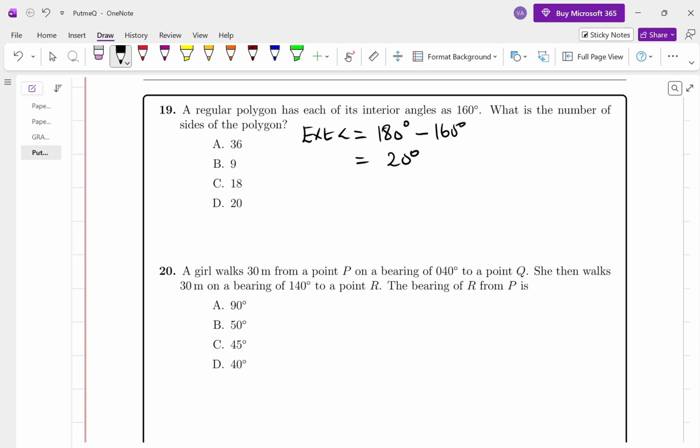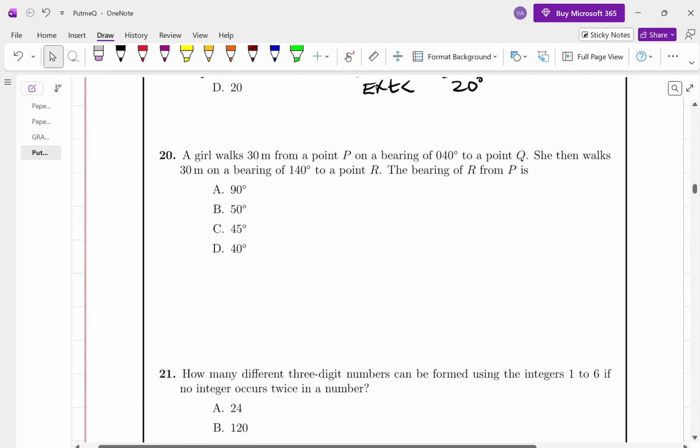Now, the number of sides of a polygon is 360 degrees divided by the exterior angle, provided it's regular, please. So it's a regular, meaning all of the angles are equal. So this will be 360 degrees divided by 20. Now when you divide this, you should get 18. So that will be the number of sides. It has 18 sides. Okay. Question 20.